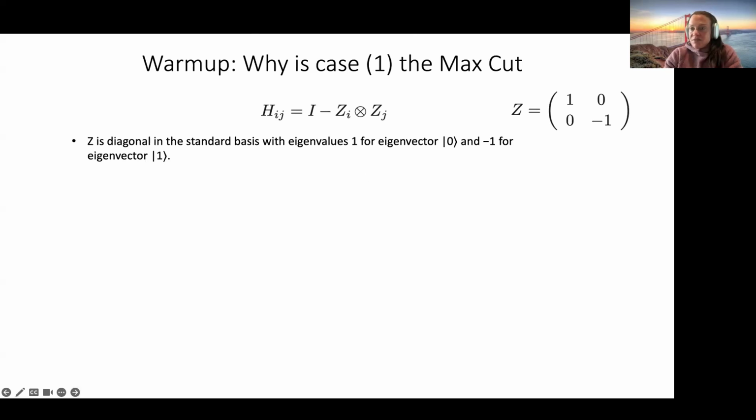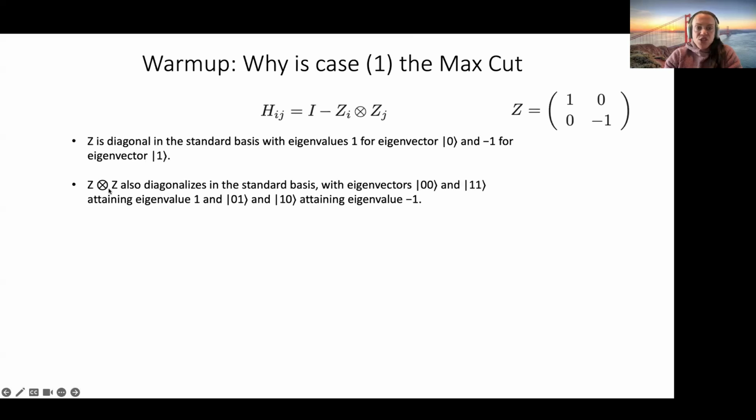And Z is diagonal in those. Clearly, they're both eigenvectors with eigenvalues 1 and minus 1. So Z tensor Z, which is our local term now, is also diagonal in the standard basis, and the eigenvectors are just the tensor products of these two. And there are 4 possible ways to tensor product ket 0 and ket 1.